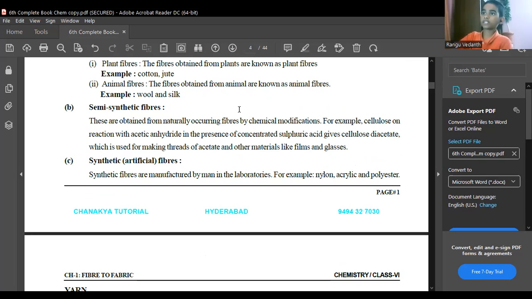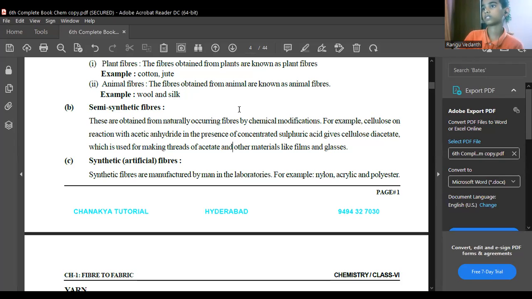Okay, sir. There are semi-synthetic fibers. They are obtained from naturally occurring fibers by chemical modifications. For example, cellulose on reaction with acetic anhydride in the presence of concentrated sulfuric acid gives cellulose diacetate, which is used for making threads of acetate and other materials like films and glasses.